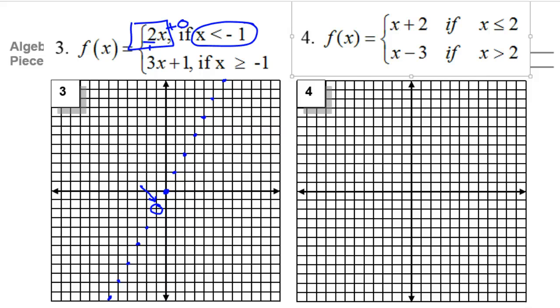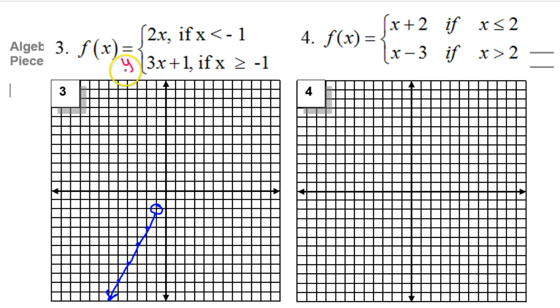And now looking at the domain restriction that the x values have to be less than negative 1, I'm going to just draw in the part of the line to the left of negative 1. So if I draw the left side of this line, it's going to look like this. Okay?